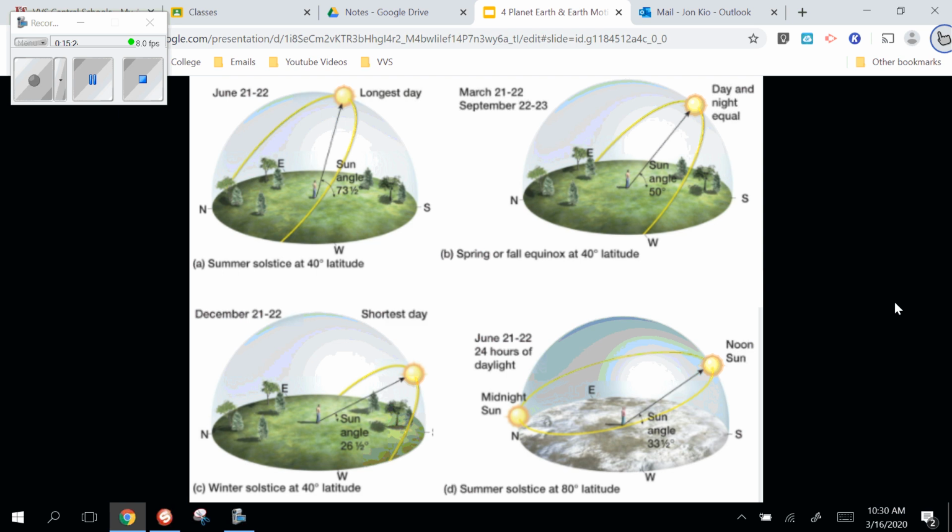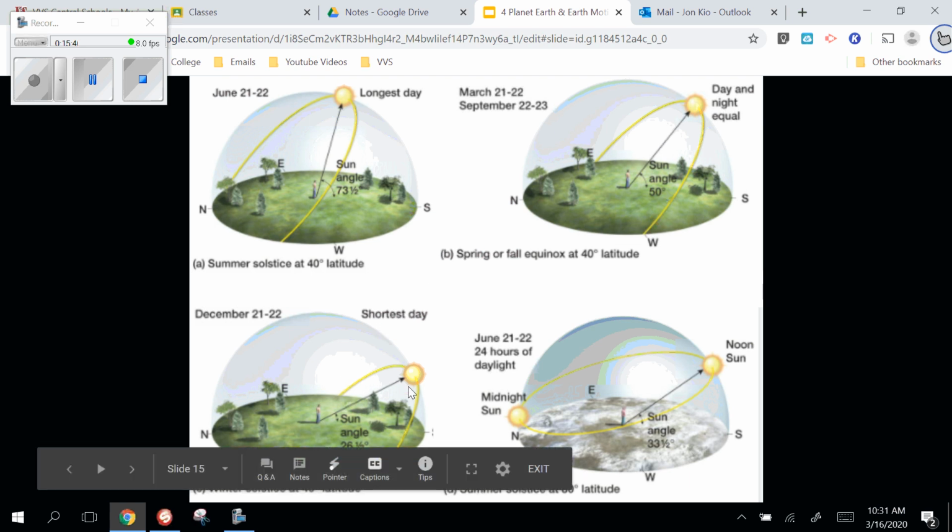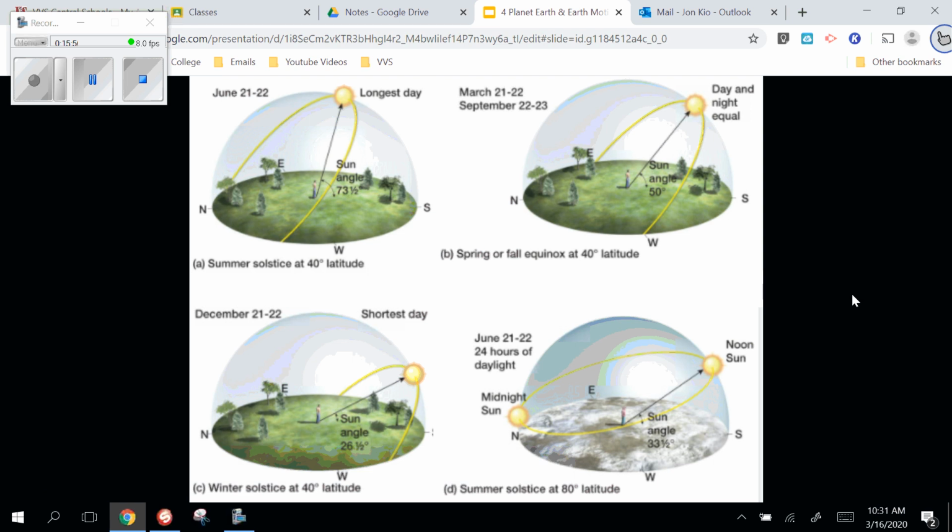Here's another look. Top left would be 40 degrees, just a little bit south of New York City, on the first day of summer. Here's a little south of New York City on the first day of the equinox. Rises in the east, sets in the west. Here's December, rises in the east, sets in the west. And here would be June 21st, 24 hours of daylight. And this is at 80 degrees latitude north. This is approximately almost the North Pole.